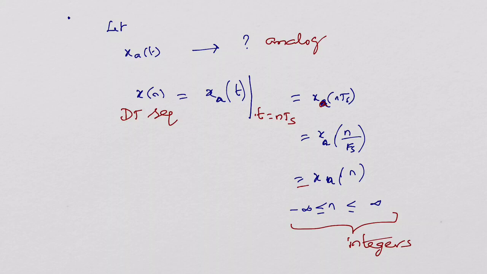Ts or T is called the sampling period or sampling interval, in seconds, milliseconds or microseconds. Fs is called the sampling rate or sampling frequency. It will be denoted with units hertz, kilohertz or megahertz.